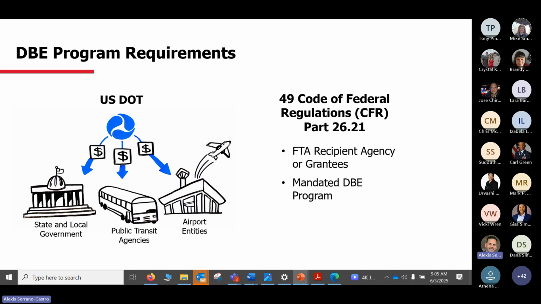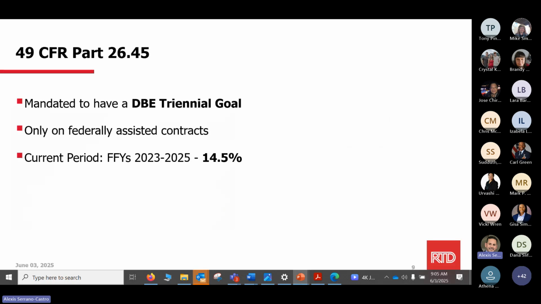So part of the plan or part of the program is to set a DBE triennial goal. That means every recipient, and RTD is one of the top 50 recipients in the whole nation, needs to have a goal plan impacting 3 years. So the last 3 years, or the current plan, ends September 30, and the current triennial DBE goal is actually 14.5, and is only applied, and this is very important, to the federally assisted contracts. So it won't apply for any local or fully locally funded project or contract in RTD.